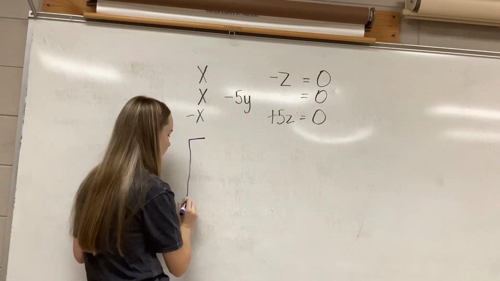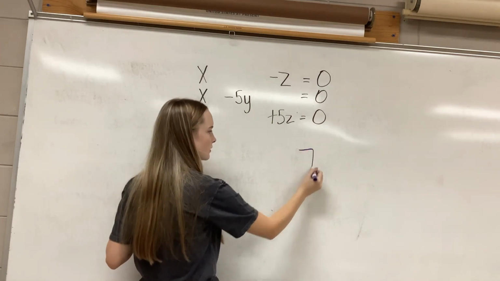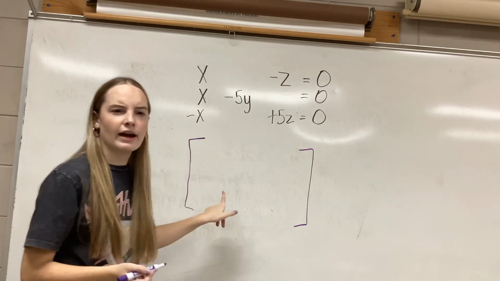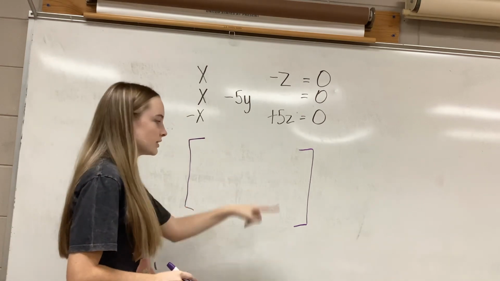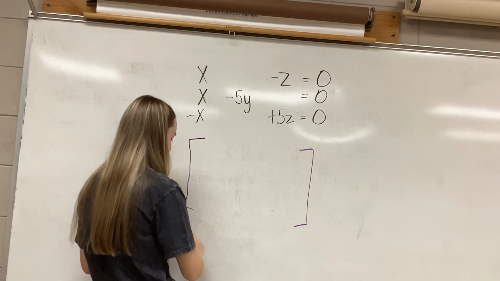So we're going to make our lines. And then what I'm going to do now is name this matrix. So this matrix right here, we're going to name it matrix A.